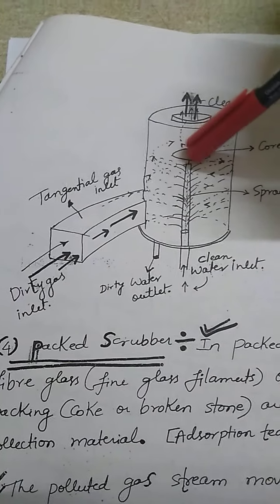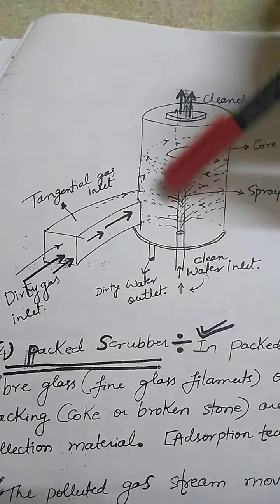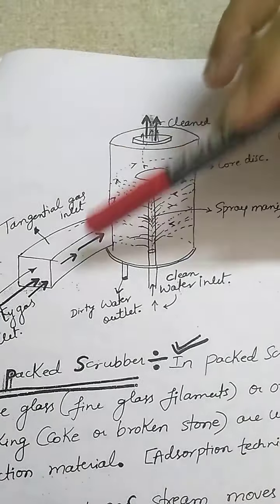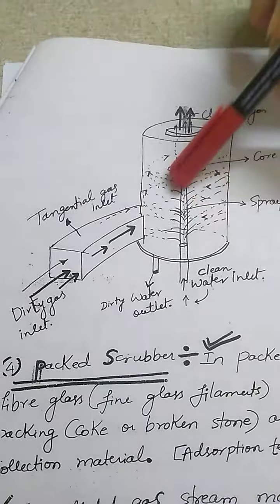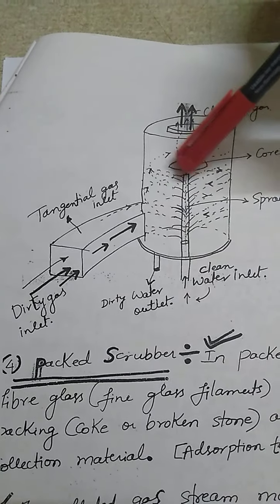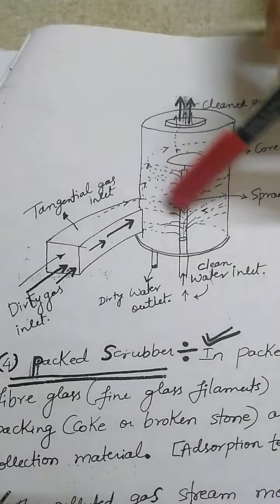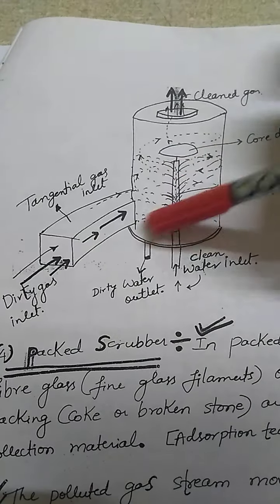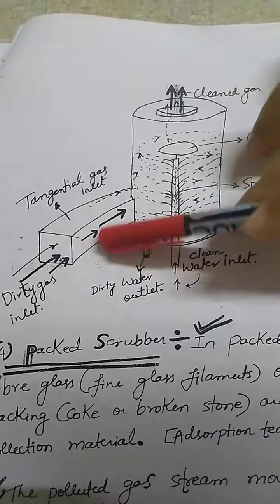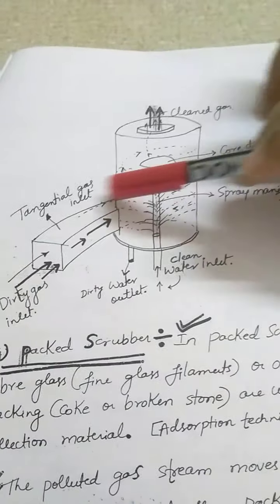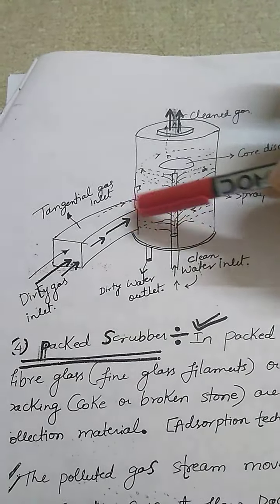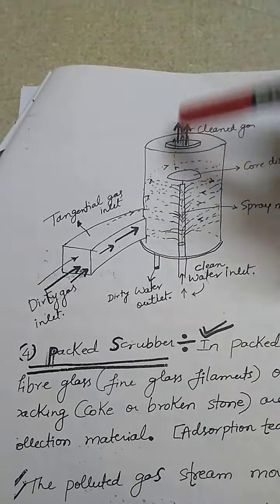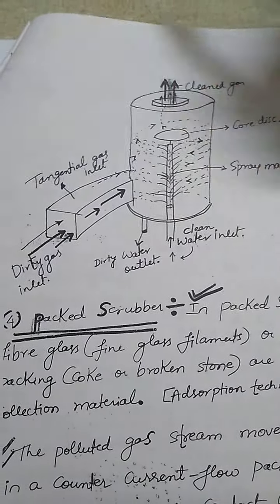Here there is one column we have made, and this particular column will be rotating and spraying the water. The gas will come this way, and the water will come from this column, rotating. As the water is coming, it is going to attract the suspended particles coming from this inlet. The dirty water will be collected here, and we are going to collect the clean water outside.